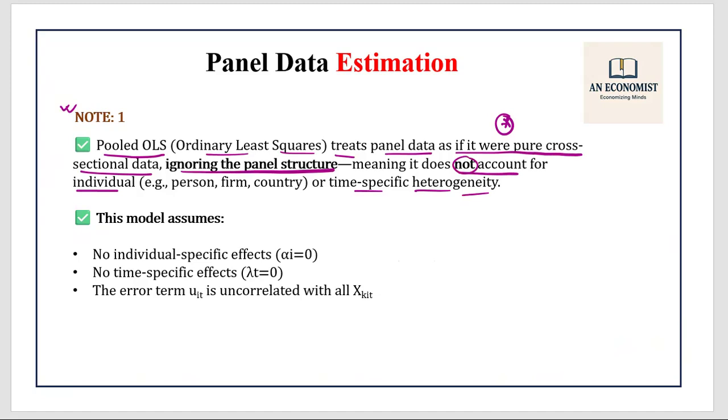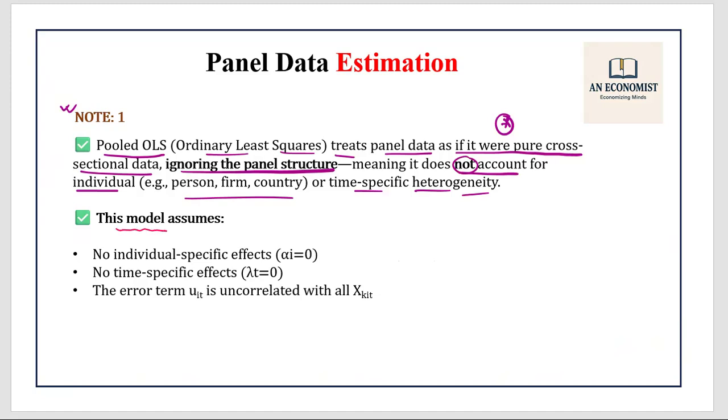It does not take into account any individual-specific effects. Individual means entities. It can be firms, countries, or people. In our context, it is firms, the four different firms that we are talking about. And it is also not taking into account the time-specific heterogeneity. So this is one of the special features of this model.